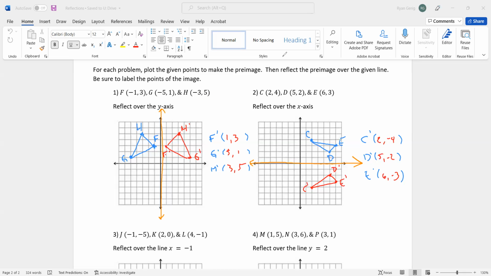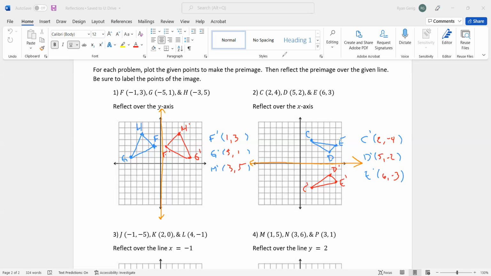Before I erase this, I want you to look at what happened. So from F to F prime, I'm going back to number 1 here, it went from -1, 3 to 1, 3. What changed? The x coordinate, right? From G to G prime, it went from -5, 1 to 5, 1. The x coordinate changed. The y coordinate did not. Same thing with H to H prime.